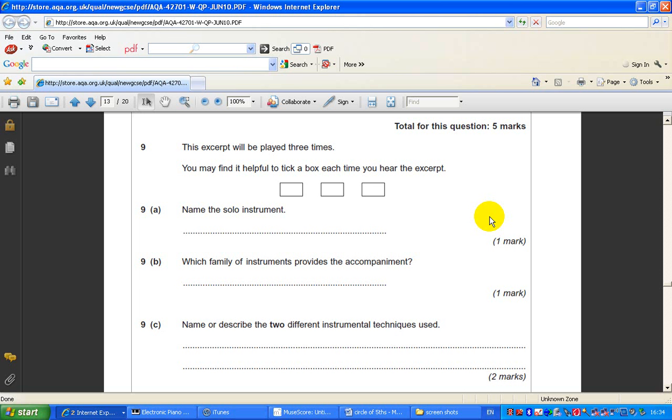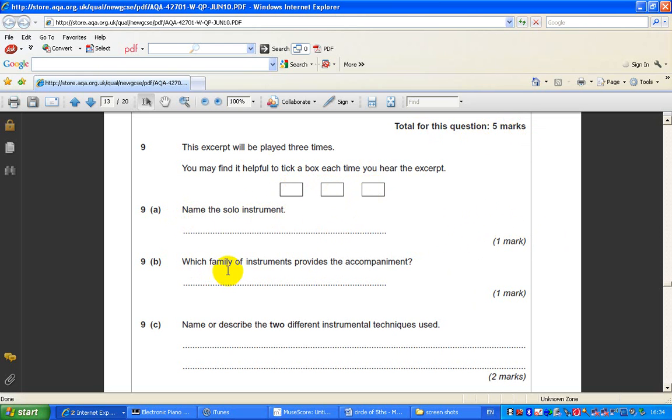GCSE June 2010, question 9. Question 9 then, we've got a total of 5 marks. We're going to hear the music 3 times. Question 9A, name the solo instrument for 1 mark.